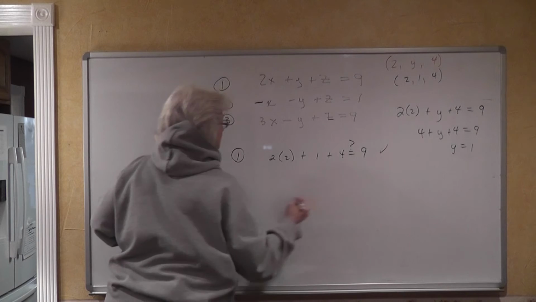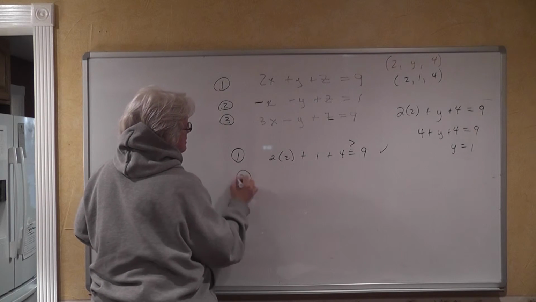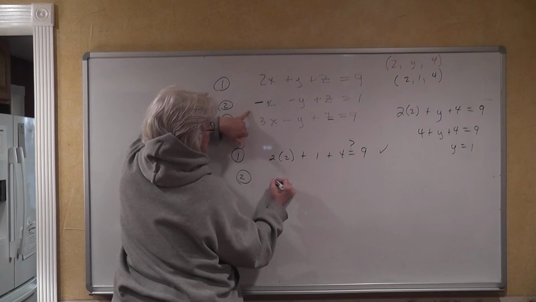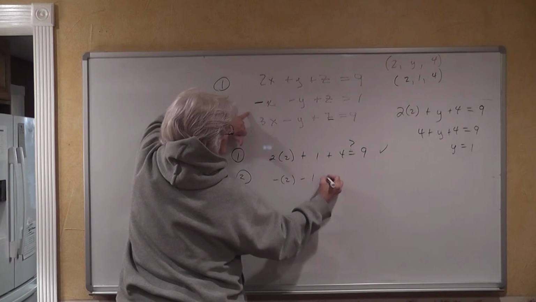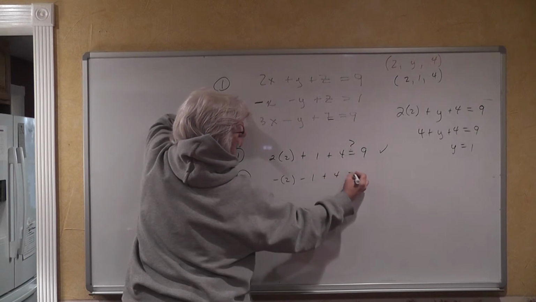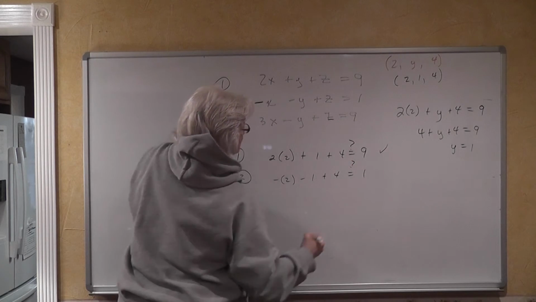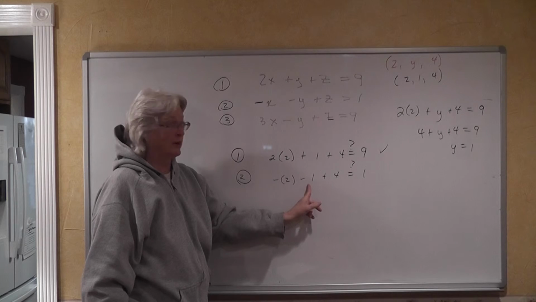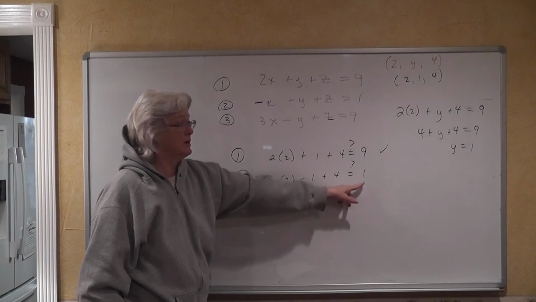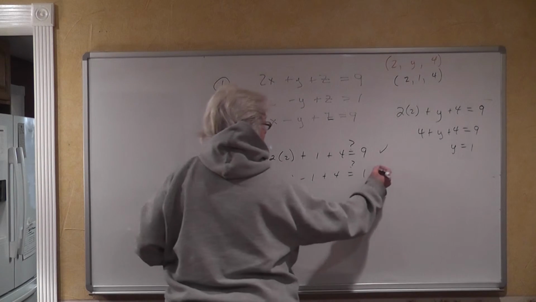So that one works. Our second equation, we have the opposite of 2 minus 1 plus 4. Is that equal to 1? Negative 2, negative 3, plus 4 gives us a positive 1. So this is good.